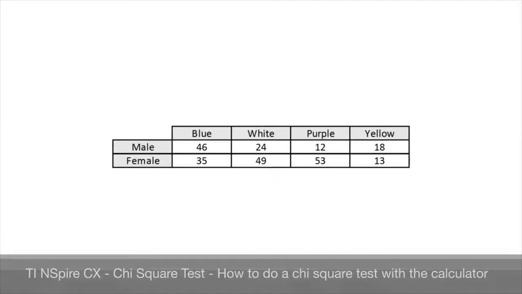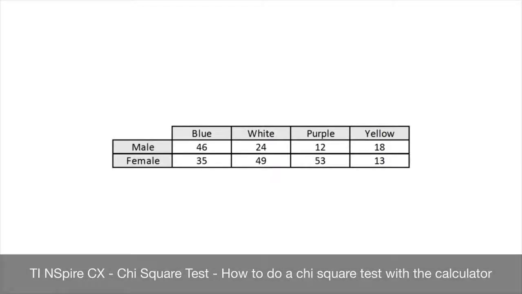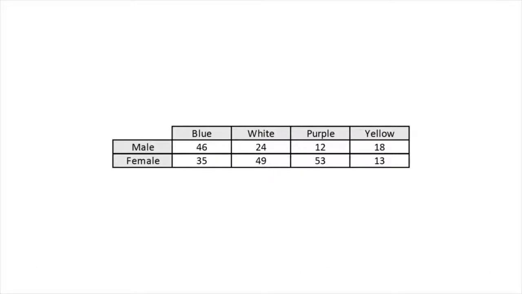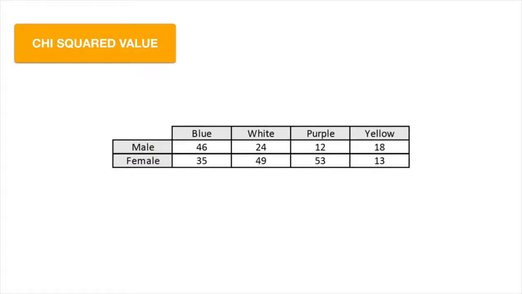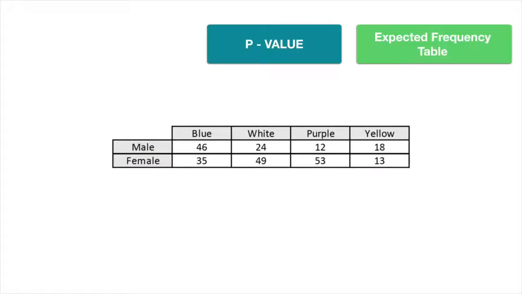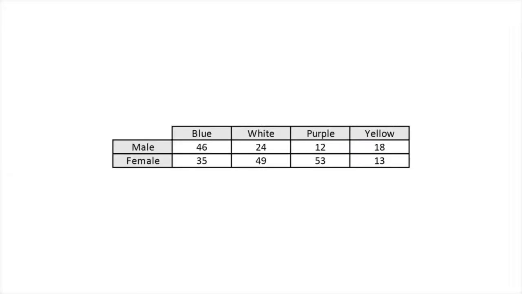We now learn how to do a chi-square test with our TI NSPIRE calculator. We can see here that we have an observed frequency table, with columns which represent colors and rows which represent gender. So this would correspond to a typical example in which we're studying whether or not color preference and gender are independent. So let's go right ahead and learn how to find the chi-squared value, the p-value, as well as the expected frequency table with our TI.